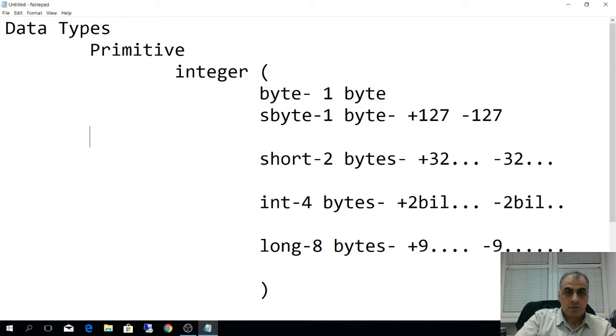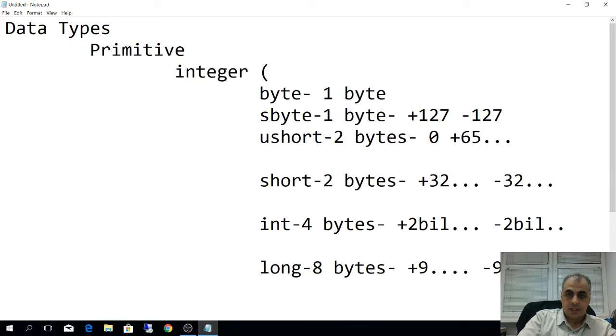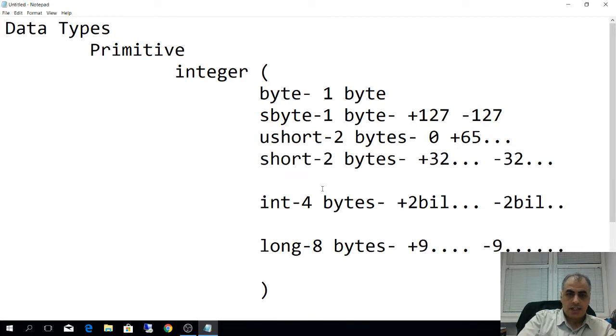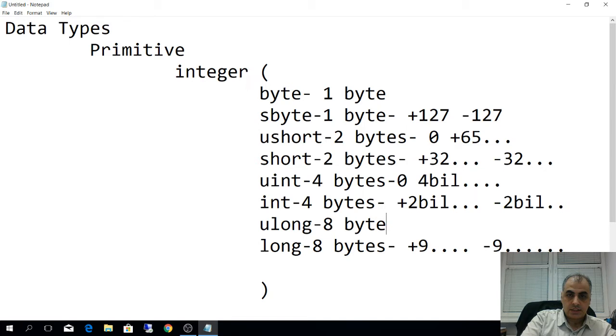What about short? For short, we do have ushort. It is the same, also 2 bytes, starting from 0 to 65,000 something. And then the next one is integer, unsigned integer, uint, which is 4 bytes, going from 0 to 4 billion something. And the last one is ulong. It is also 8 bytes, and this time it is unsigned, from 0 to plus 18 something. I don't know how to read that number.